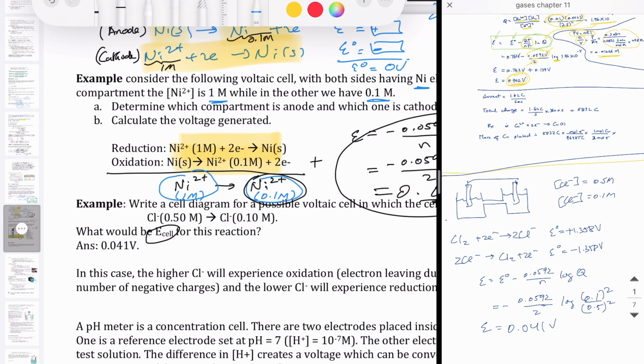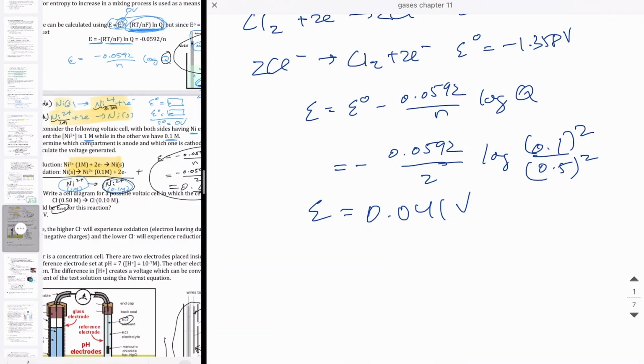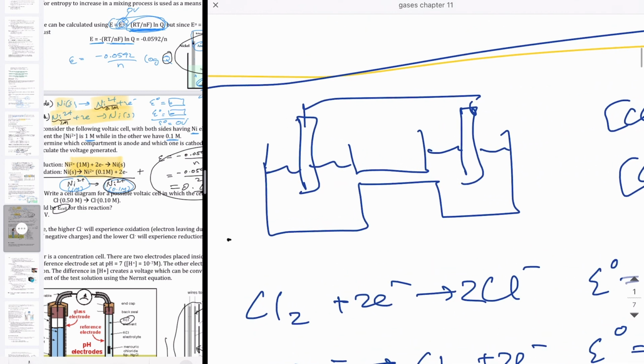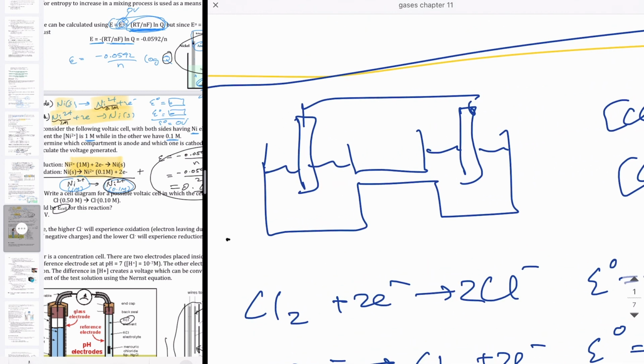Same idea as the previous question with that nickel cell, you're first going to have to figure out which compartment is the anode and which one is the cathode, meaning where the electron is flowing out from, and what concentration of chloride ion is in each compartment. I drew the compartments here as a standard drawing. If we want this side to be the anode and this side to be the cathode, that means we want electrons to flow out from the left to the right.